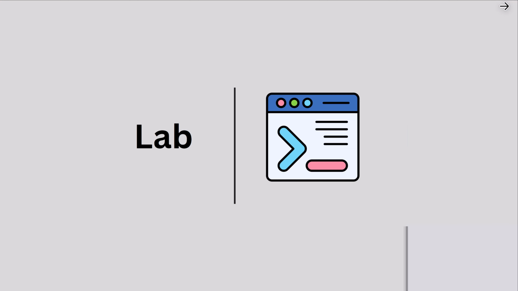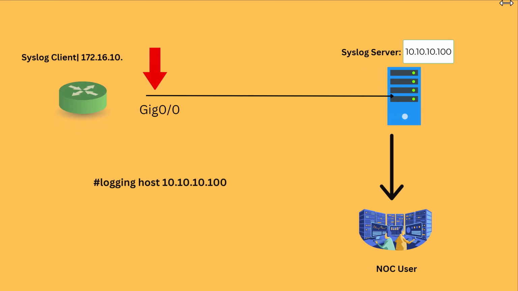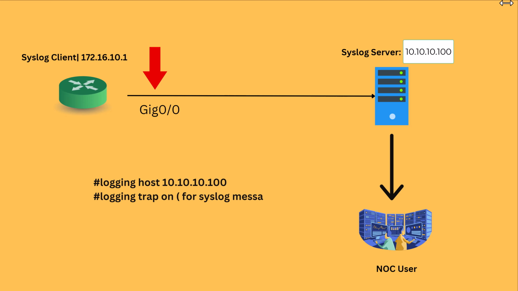So this is our lab. Let's take a look at what we are going to configure. As you can see on my screen, I have a simple topology. The Syslog client is going to be this router, and also the Syslog server, which is 10.10.10.100, and I have a NOC user at the bottom there. We are going to shut down gig 0/0, and it's going to generate a Syslog message for us. So let's go back to the lab.